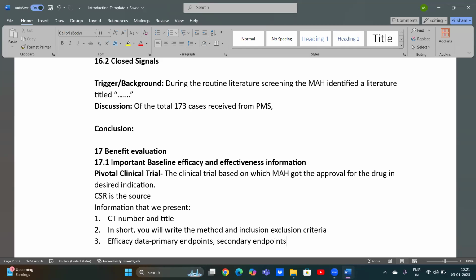In the first paragraph, you tell what the trial number is, what the title is, why it was done, what the method was. Then you can write about the efficacy data. Then in the second paragraph, this was the method used to evaluate the efficacy, like the primary endpoint was decided to be this, in these many patients, or placebo controlled. Whatever data is presented in the CSR, in the same fashion you will write. There won't be any bifurcation into subheadings, like this is efficacy data, this is protocol title. Nothing like that. It will continue in paragraphs.